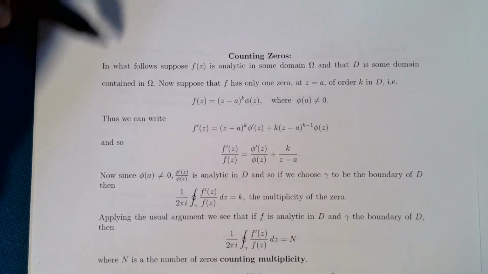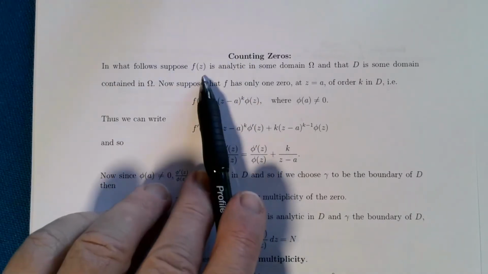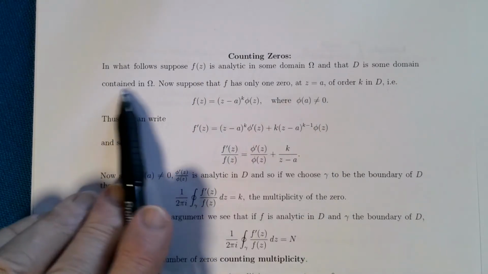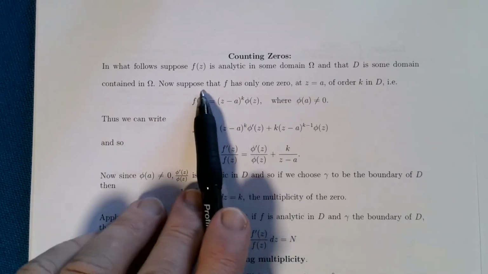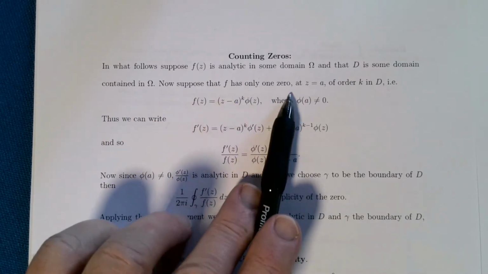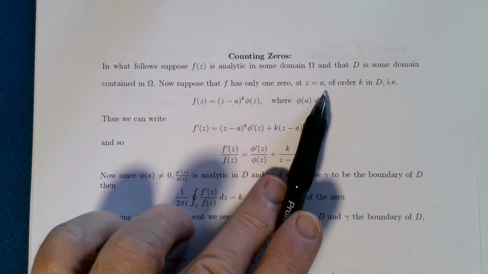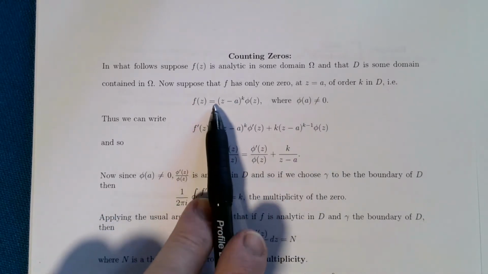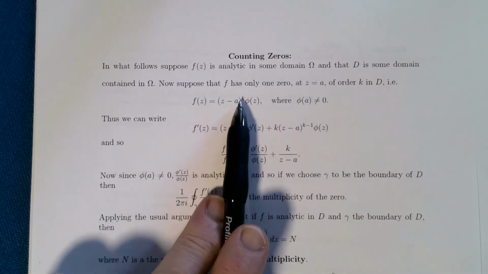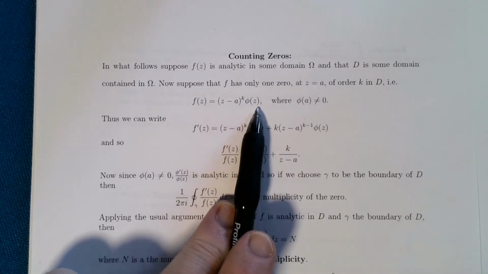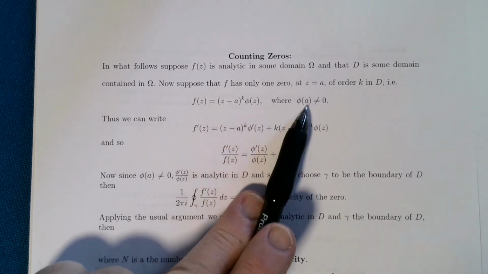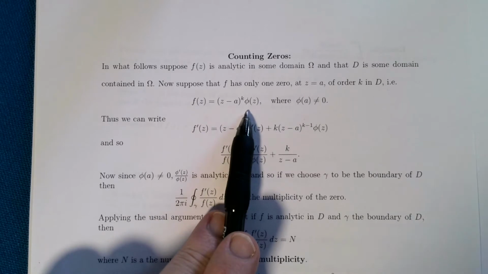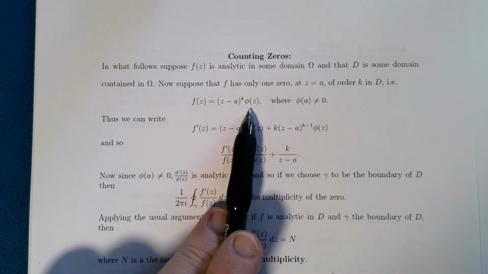So in what follows, we're going to suppose that f(z) is analytic in some domain omega, and that D is some domain contained in omega. And finally, for the moment, I'm going to suppose that f has only one zero at z equals a of order k in D. That means we can write our f(z) as (z minus a) to the k times some function phi(z), where phi(a) is not zero. So we've factored all of the (z minus a)'s out of f, and I've got an analytic function here which is not zero at a.